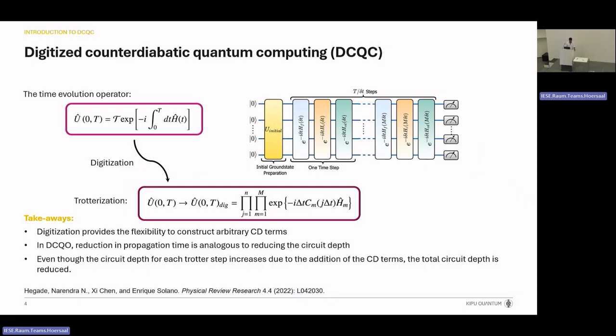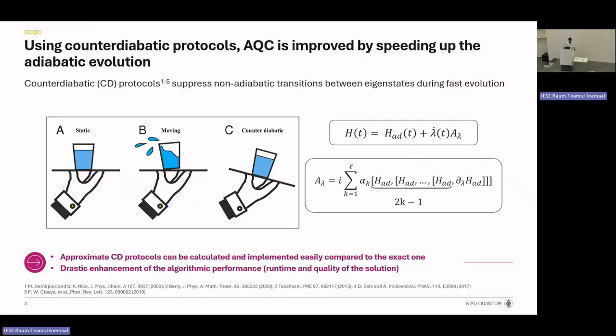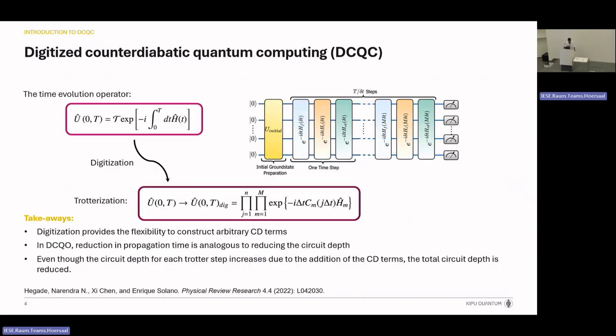So we have the continuous evolution given by this Hamiltonian, where A lambda is something called the adiabatic gauge potential, or just the counteradiabatic term. And this can be written as a sum of nested commutators, where L determines the order of expansion. As L tends to infinity, you will get the exact counteradiabatic term. So you can tune this parameter depending on how much accuracy you need. So throughout this talk, whatever I talk about, L is equal to 1. That is, we just consider the first order approximation.